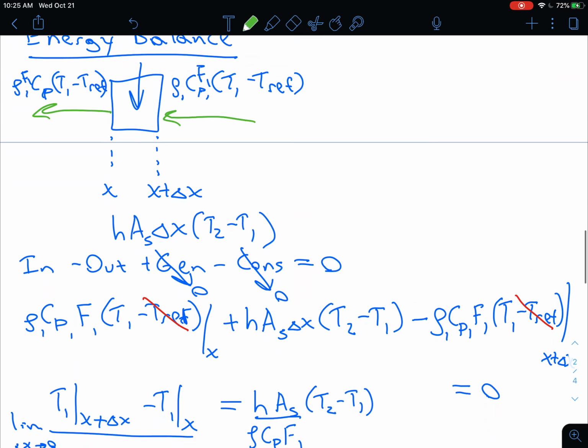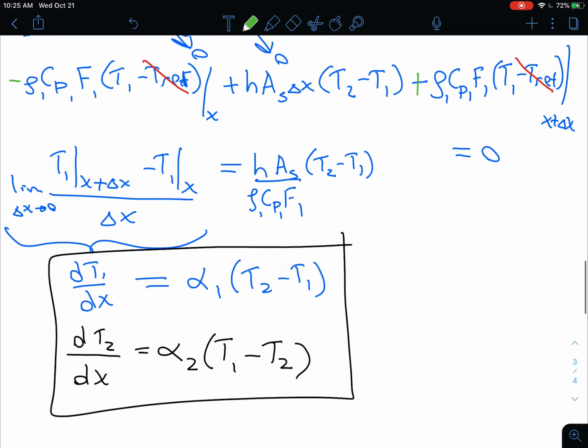So in other words, this term, evaluated at x plus delta x, is actually the input term. So that is actually going to make it positive. And this term, which is evaluated at x, is now an output, and that'll make that negative. So the net effect is that this will have a negative sign. So if you change the fluid flow direction, you get a very similar looking equation, except in the end, you have T1 minus T2 instead of T2 minus T1.